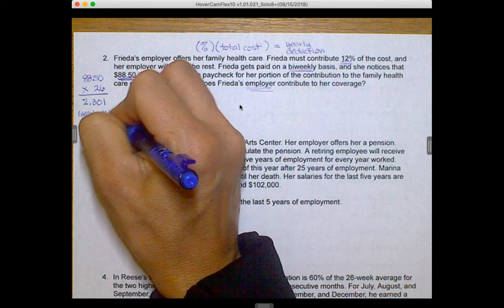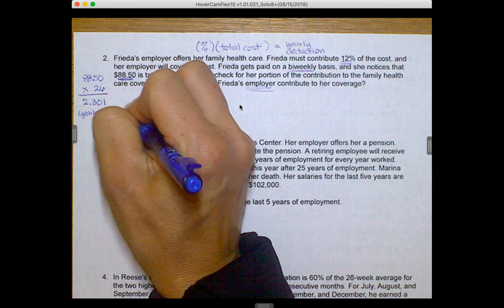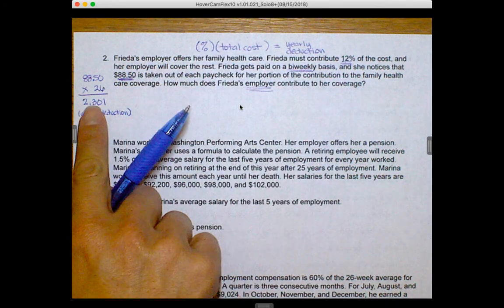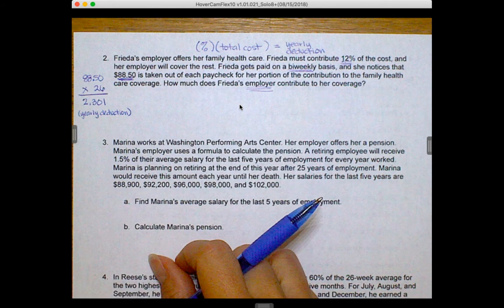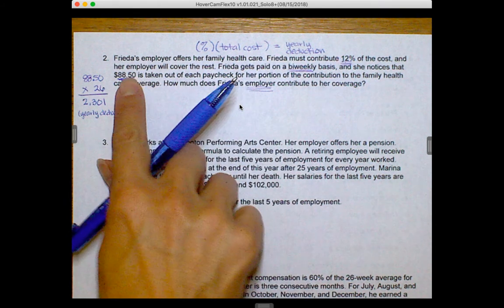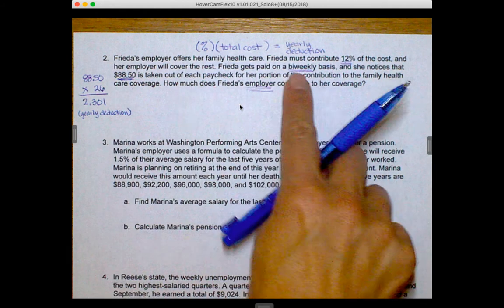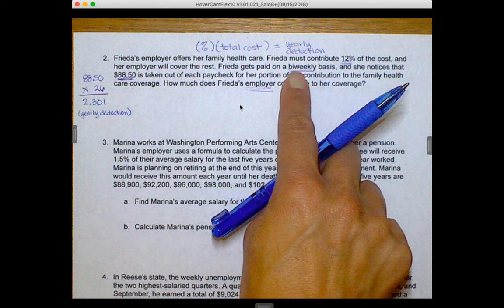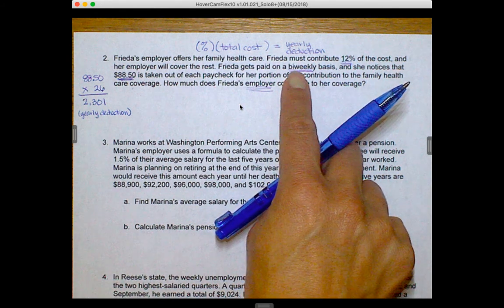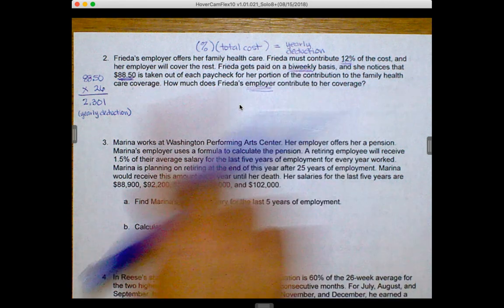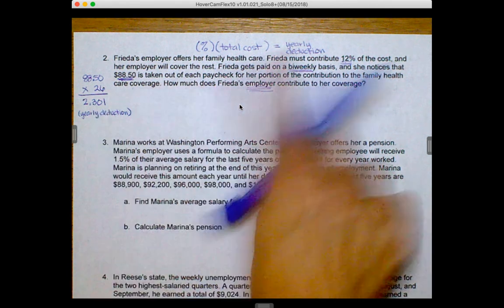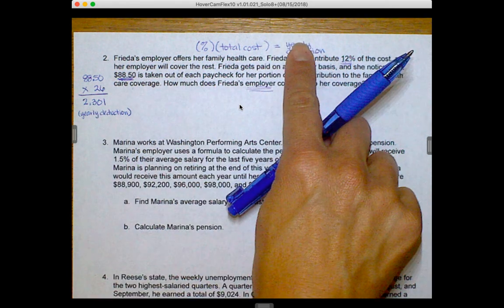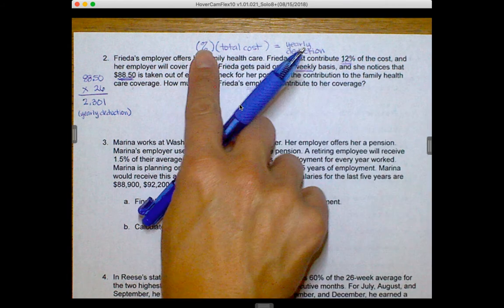This is what's getting taken out of her paycheck towards her healthcare. This is what Frida is paying, okay? And we multiplied this by 26 because it told us she was doing that on a bi-weekly basis. So 26 times out of the year. Okay, now that we have her yearly deduction, we can put it here. And we also have a percent that we can put here.